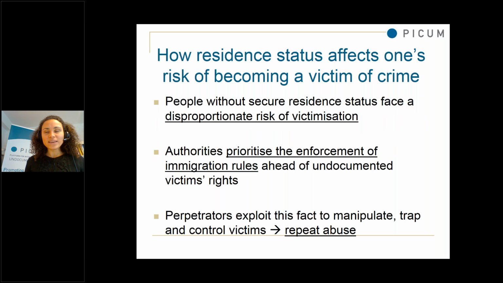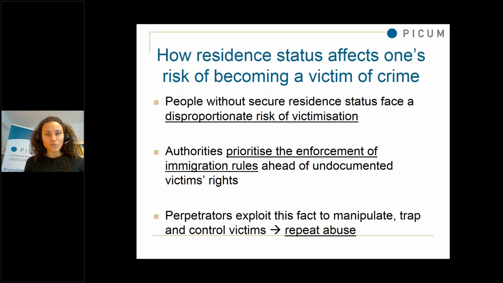Now, what we can understand from the inclusion of this language explicitly in the Victims Directive is an acknowledgement that resident status, in fact, can create obstacles to victims enjoying their full rights. And so I wanted to, at this point, take a step back and consider the ways in which resident status can affect a person's risk of becoming a victim of crime, and also affect, in the absence of the rights of this directive being in force, that person's ability to access justice, support, and protection.